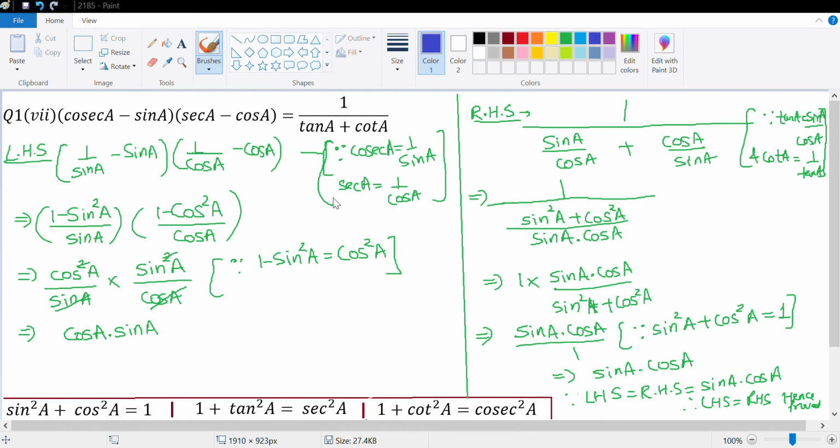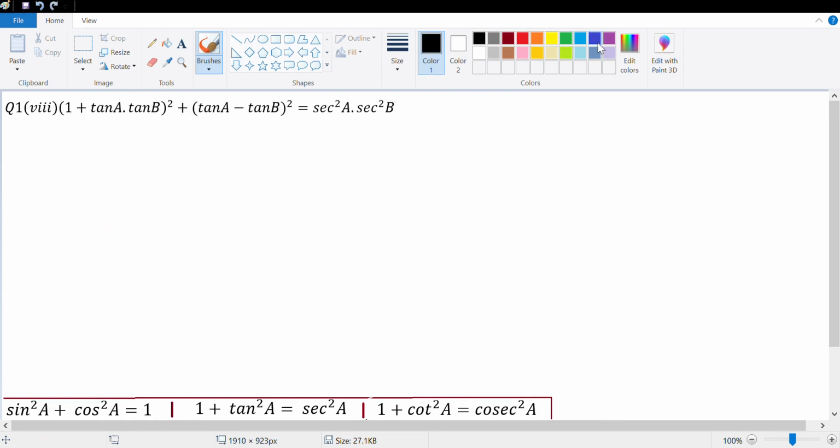It says 1 plus tan a dot tan b whole square plus tan a minus tan b whole square is equal to sec square a dot sec square b. Good. Let's see what can I do. I can convert this into tan, or let me just open the bracket first, because then it'll give me some relations. Right now all these are in power 1. If I open the bracket, everything will become in power 2.